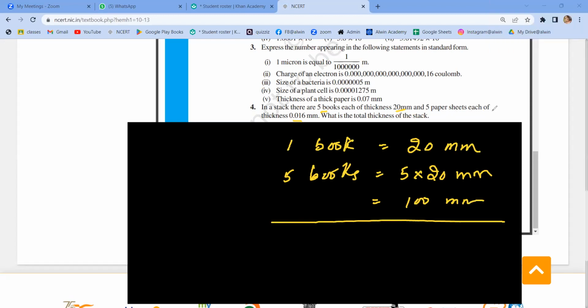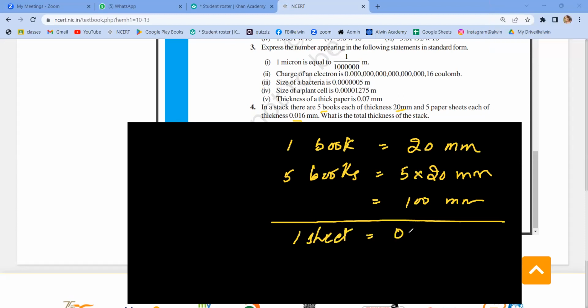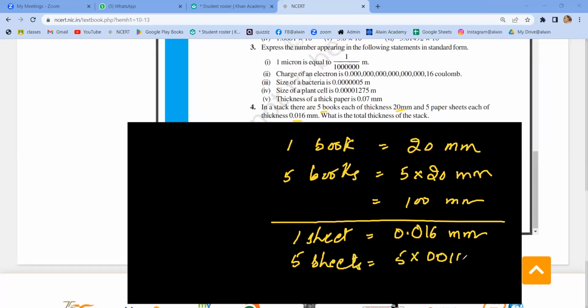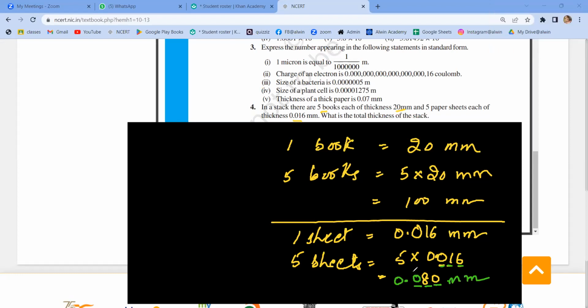Now in the same way, 5 paper sheets each of thickness this. So I'll write one sheet's thickness is 0.016 millimeter. So 5 sheets' thickness would be 5 into 0.016. 16 times 5 is 80. Now how many digits are there after the decimal point? There are 3. So I need to leave 3 digits and put a decimal point. So I'll put a 0 also here. So this many millimeters for 5 sheets. Got it? How to multiply?